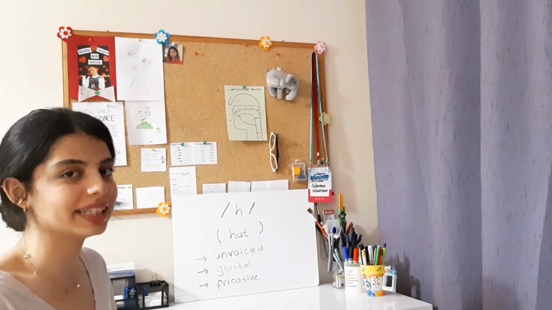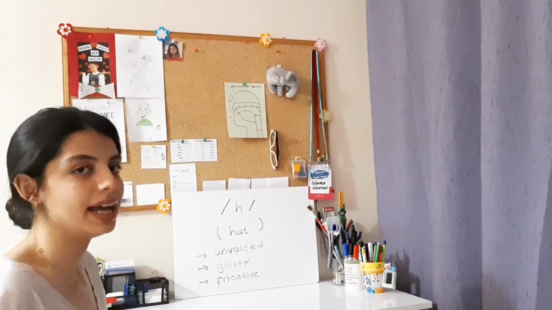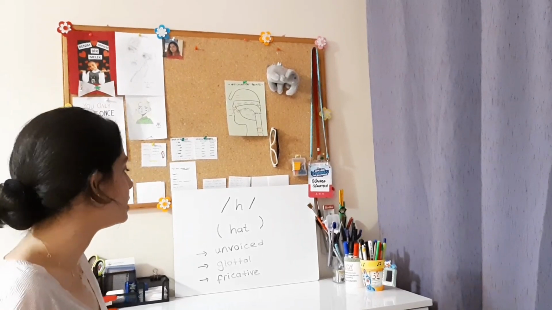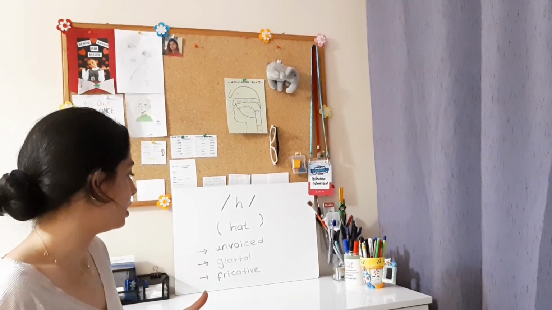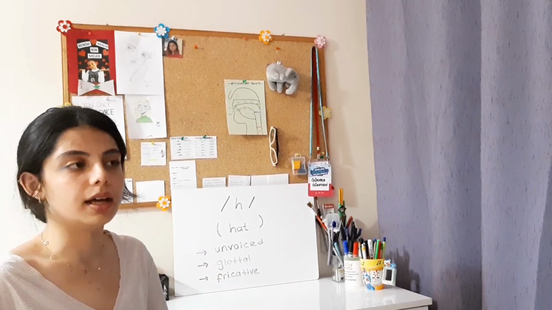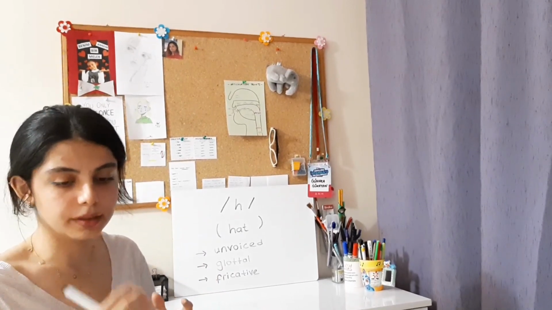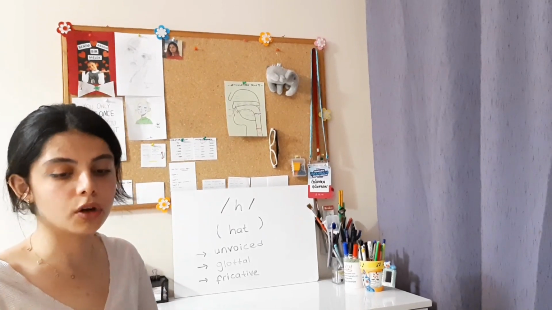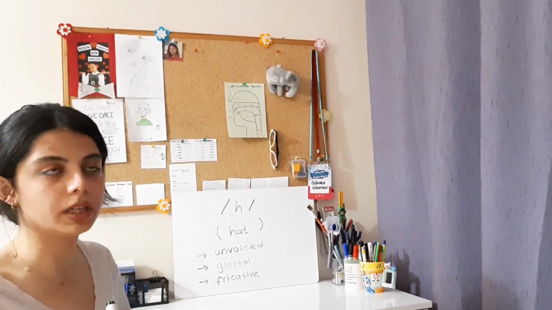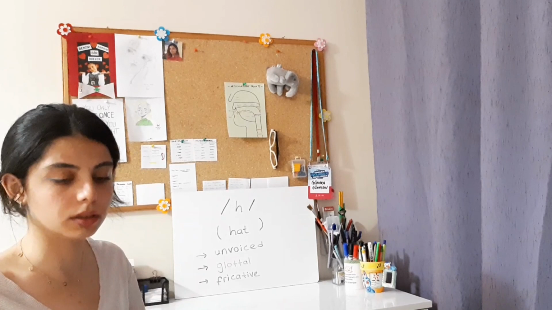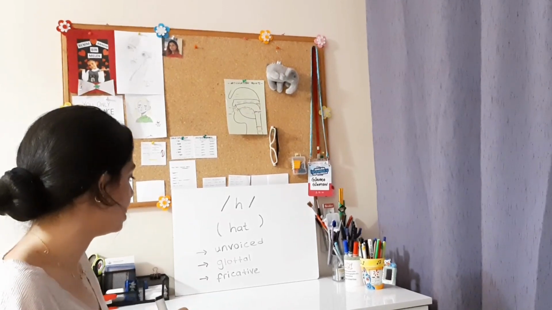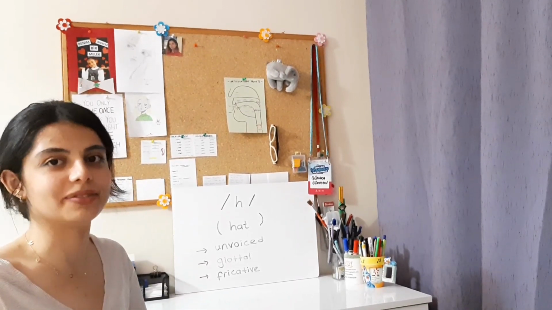Our next consonant is h, as in hat. It's an unvoiced sound and it's glottal because when we sound it, the sound comes from the space between the vocal cords, and its manner of articulation is fricative.